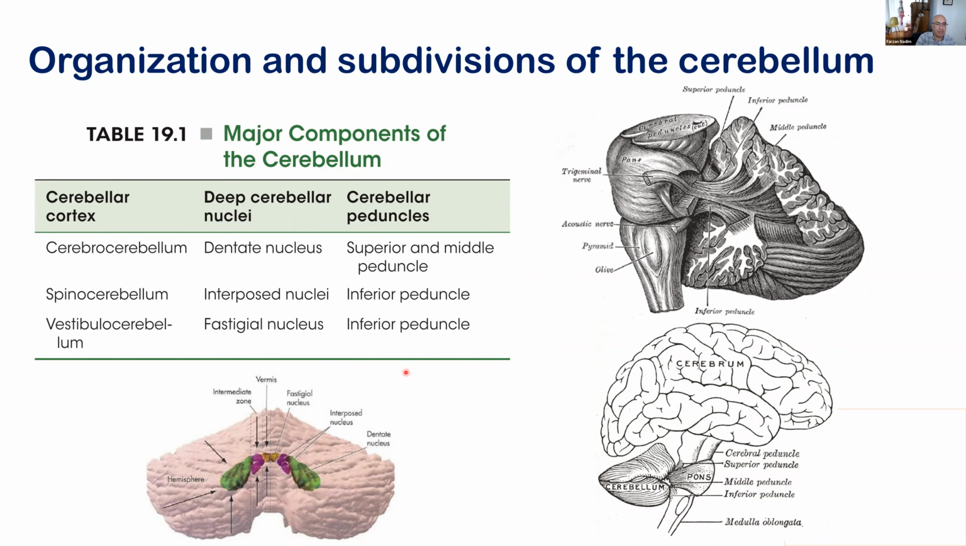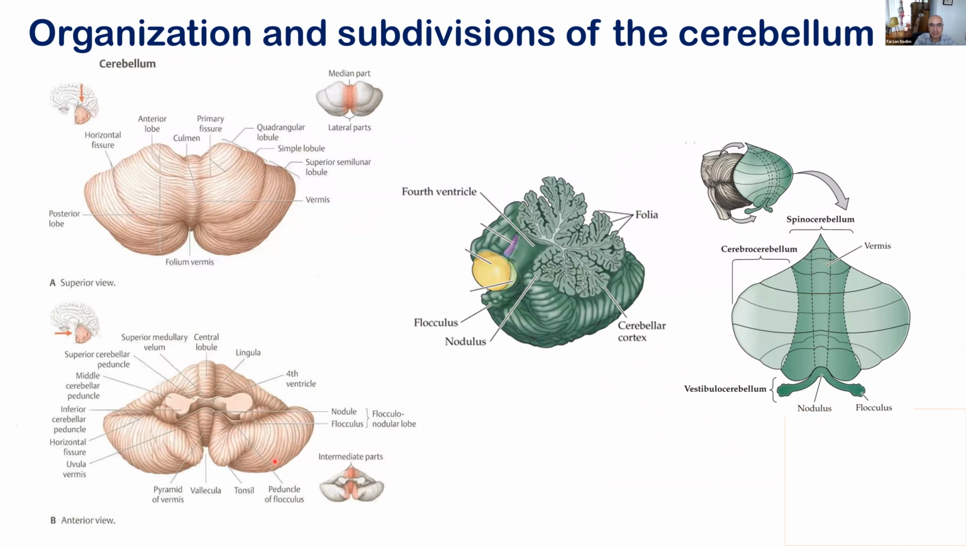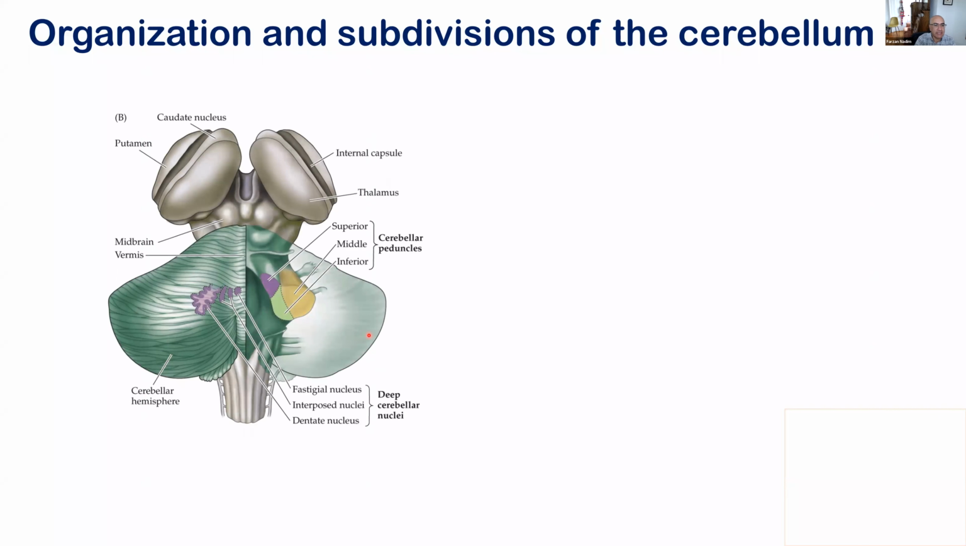We'll see that a lot of the outputs to the vestibular cerebellum don't just go through the fastigial nucleus. I don't know if I skipped over that. Let me go back here. I think I had that slide and maybe I skipped over it. Oh, yeah, maybe I did.